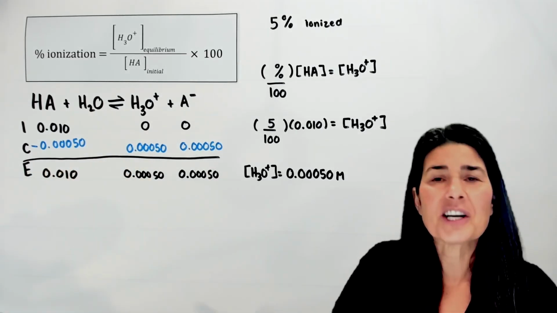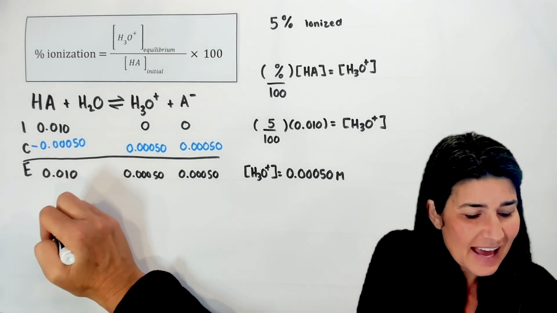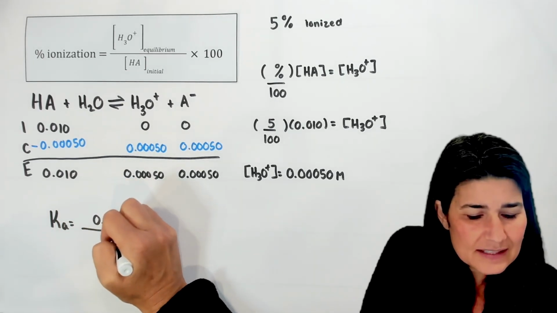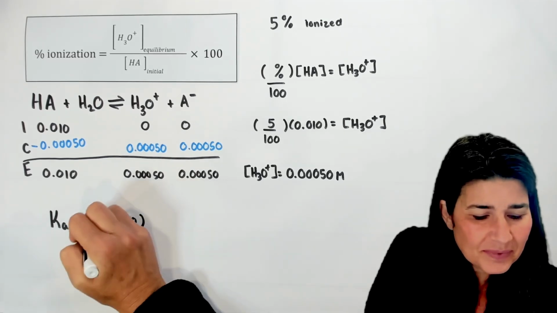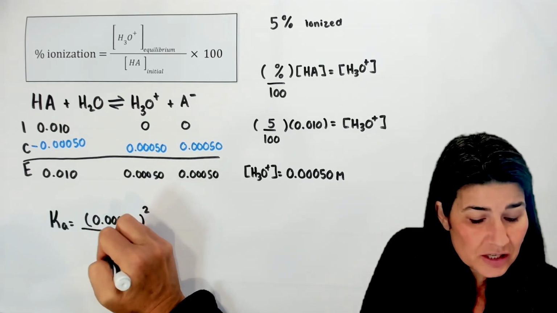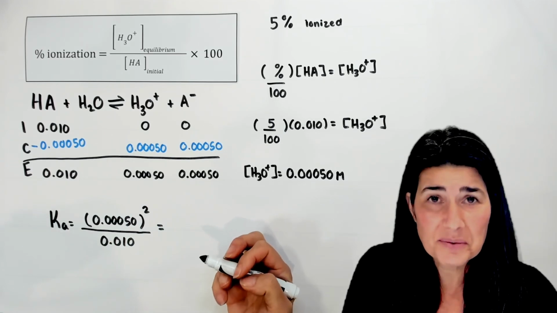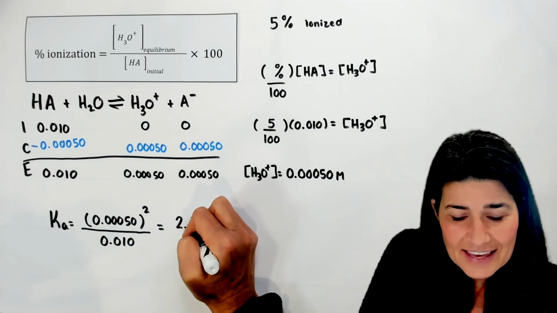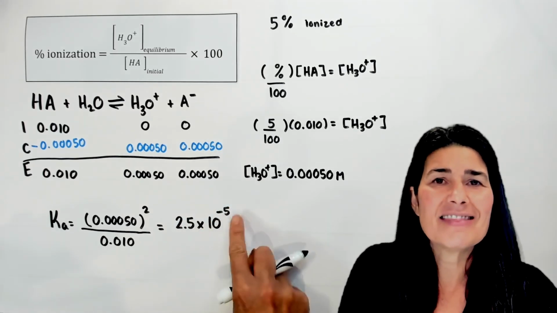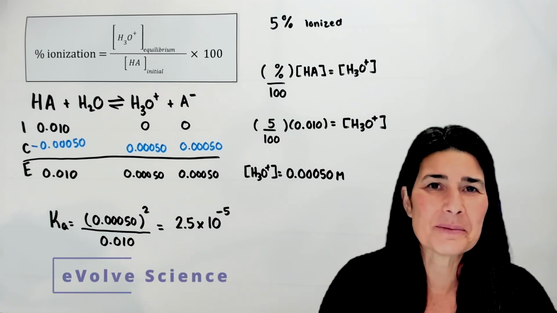So now we have our equilibrium values. We can use those values to find the Ka, the acid dissociation constant. We're going to take 0.00050, multiplied by itself, so squared, all over the original acid concentration of 0.010. When we evaluate that on our calculator, we get a Ka of 2.5 times 10 to the minus 5. And that order of magnitude is very typical of a weak acid. I hope that helps. Take care.